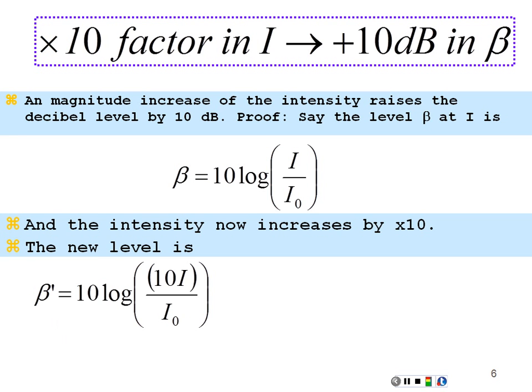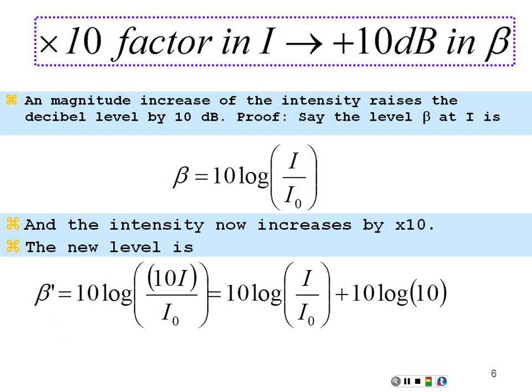We can separate this with our logarithmic math. And we have 10 log I over I naught plus 10 log 10. This 10 log I over I naught is our original decibel level. And the 10 log 10, log of 10 is 1. 10 times that is 10. So we've increased our decibel level by 10 decibels. So a factor of 10 in intensity is 10 decibels in decibel level.